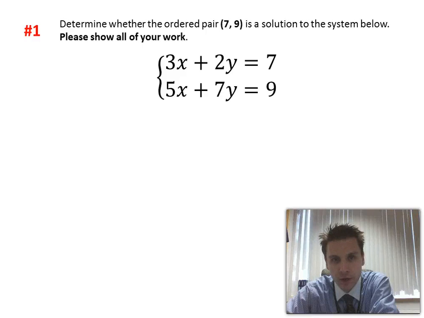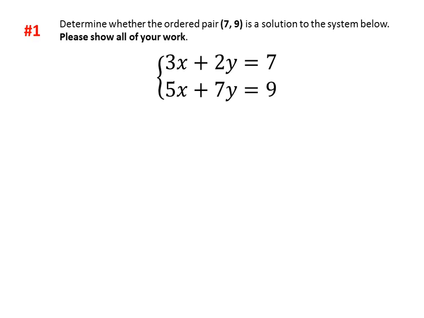All right, we're back doing problems number 1, 2, and 3 from your Algebra Chapter 10 practice test. Number 1 says determine whether the ordered pair (7, 9) is a solution to the system below, and we're going to show all our work, of course. So we have the system 3x + 2y = 7 and 5x + 7y = 9, and we're just testing to see, is (7, 9) a solution?